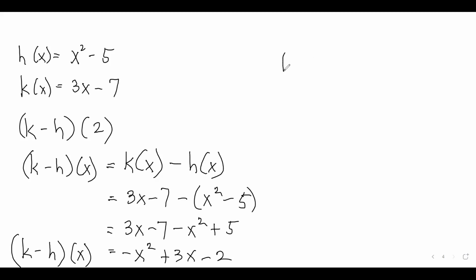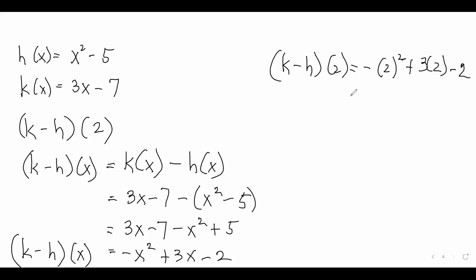I-substitute natin yung 2. K minus h of 2 is equal to negative 2 squared plus 3 times 2 minus 2. So ano yun? Negative 2 squared is negative 4. So negative 4 plus 6 minus 2. So negative 4 plus 6 is positive 2, minus 2, that would be 0. So k minus h of 2 is 0.